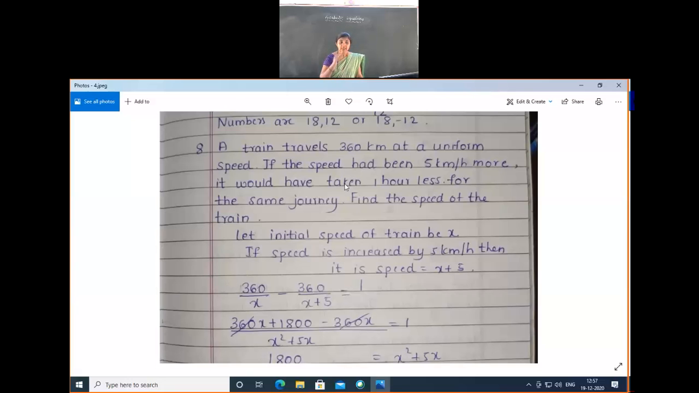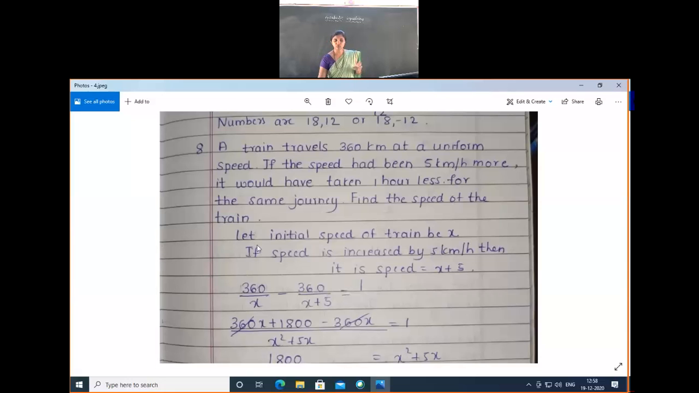Okay. So, if the train speed is 5 km per hour more, then 1 hour less is enough to reach 360 km. A train travels 360 km at a uniform speed. If the speed had been 5 km per hour more, it would have taken 1 hour less. So for the same journey, find the speed of the train. So we have to find out the speed of the train here.